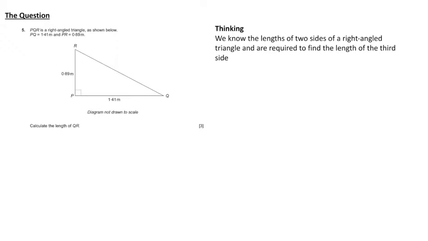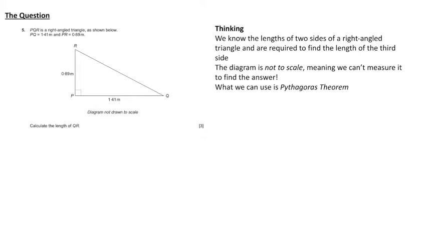So the question: we're given a right angled triangle with two of the lengths and we have to calculate the length of the other side. Our thinking here is we know the lengths of two sides of a right angled triangle and we're required to find the length of the third side, and the diagram is not to scale, meaning we can't measure it to find the answer. What we can use is Pythagoras' theorem.